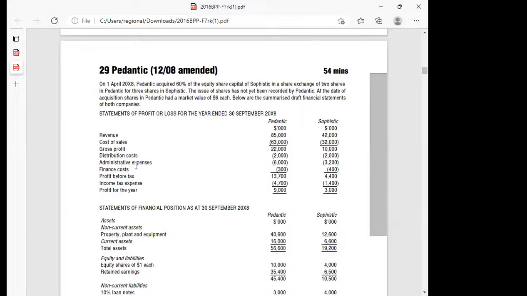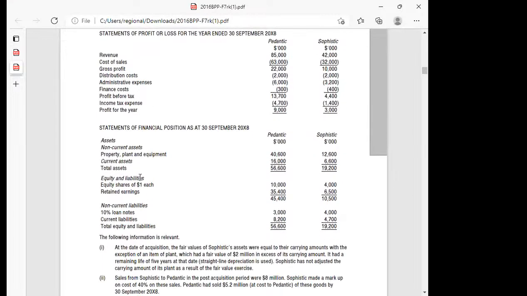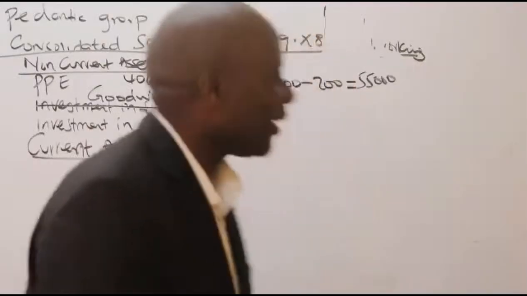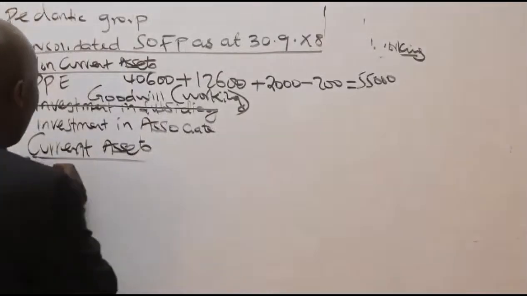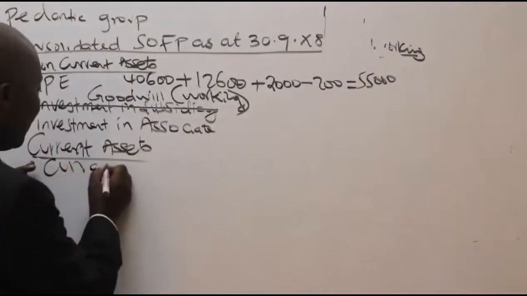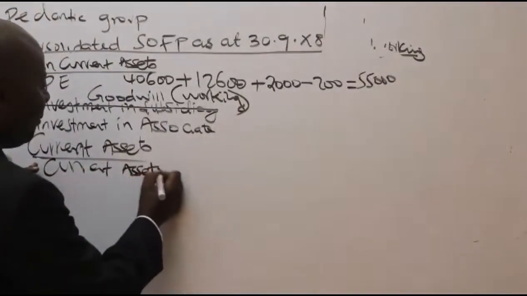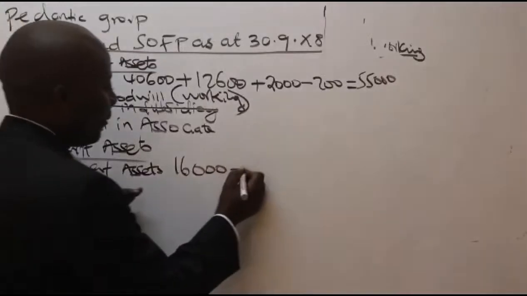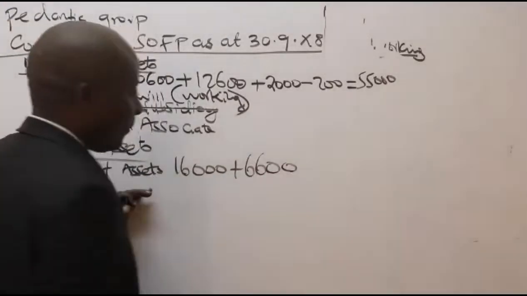Ladies and gentlemen, each one of you needs this book. I'll send it to our paid groups immediately after this. Our current assets are here. This guy has done something very nice. I can see 16,000 and 6,600. I'll simply put them together. So we have 16,000 plus 6,600 like that.